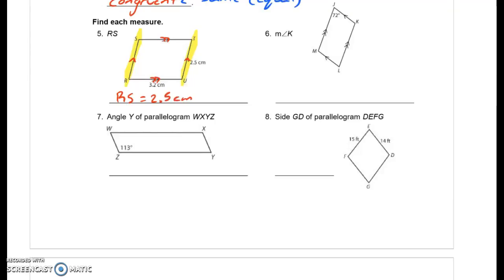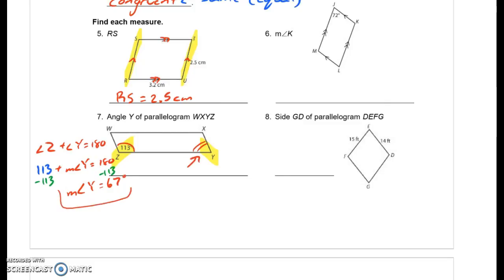For number 7, find angle Y. Using this one here, we call these two consecutive because they're right by each other. Therefore, angle Z plus angle Y equals 180. So we plug in what we know. Z is 113 plus the measurement of angle Y equals 180. You subtract 113 to give you that the measurement of angle Y equals 67 degrees. Therefore, that is your answer.